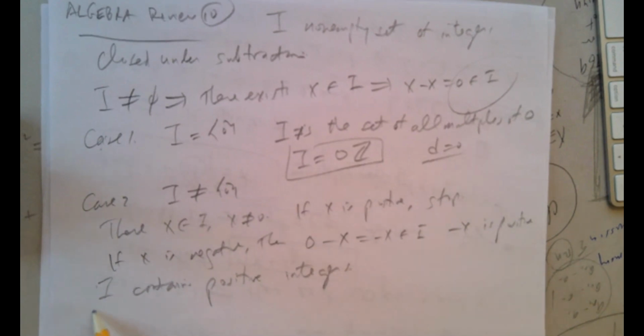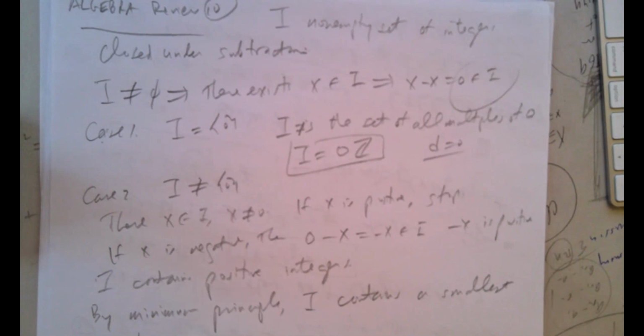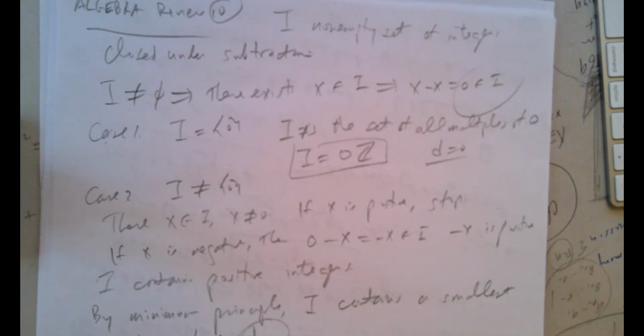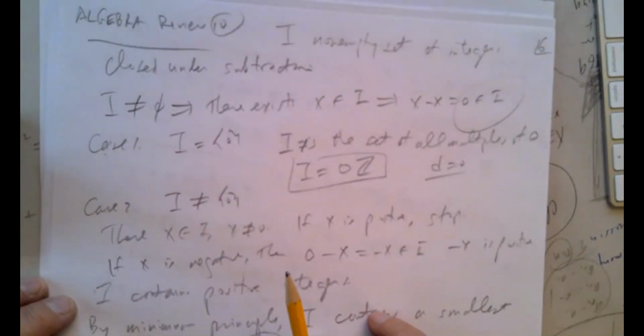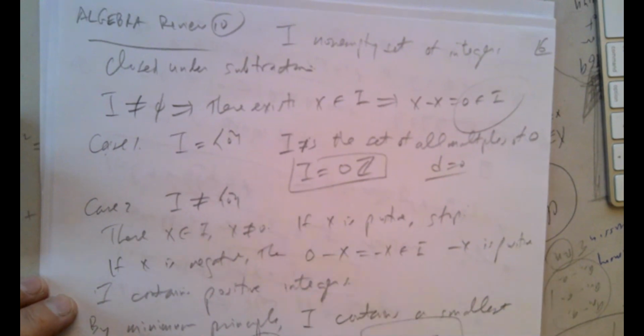So by the minimum principle, which says every non-empty set of positive integers contains the smallest integer, I contains a smallest positive integer D. So we're letting D be the smallest positive integer in I. And then we prove that this D is exactly what works. I is going to be equal to DZ.